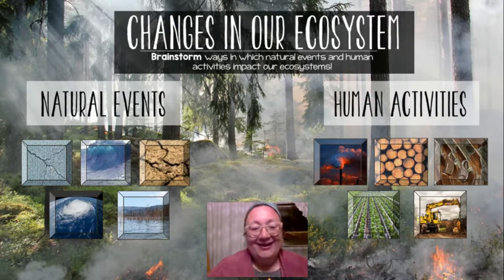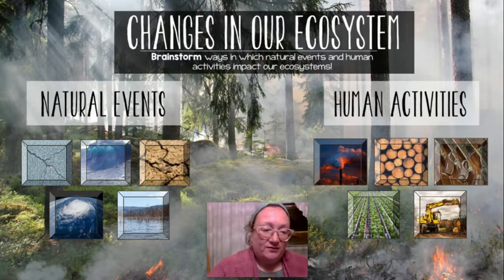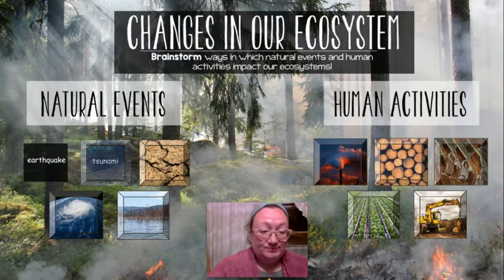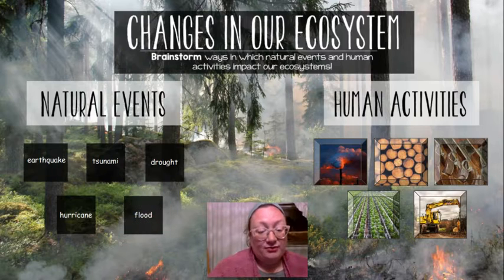All right, so when there are changes in our ecosystem, this can really impact the way living things survive. So we have things like natural events and we have human activities, ways in which we as human beings have influenced ecosystems. So let's get started with natural events. Some examples are earthquakes, tsunamis, droughts, hurricanes, and floods. Now, these are things that naturally happen.